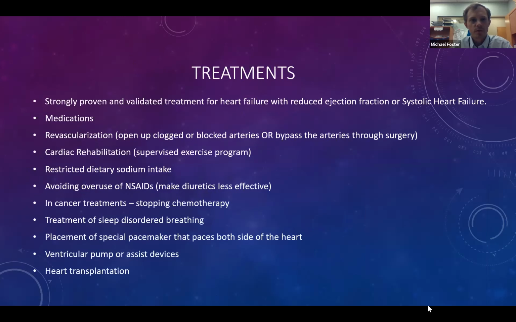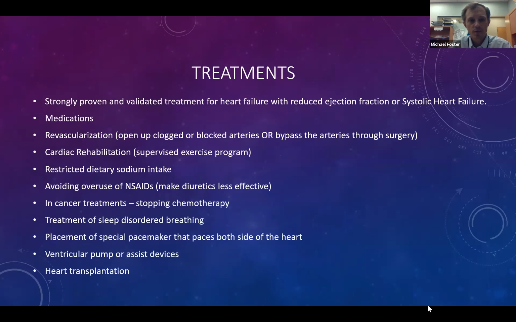Now we're going to move on to treatments, and I'm not going to belabor this. I'm going to try to move through this more quickly, but treatments are very strongly proven in large-scale randomized studies for patients with heart failure and reduced ejection fraction. It definitely involves medication. That is something that you have to get used to for a proper functional life and good quality of life when living with heart failure.